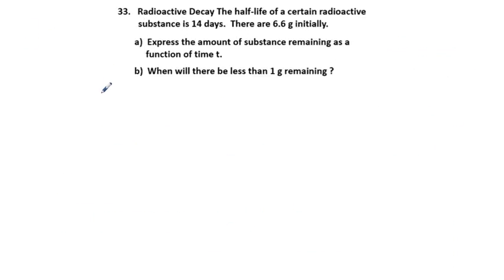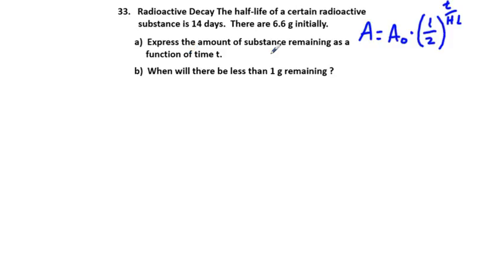Next odd number problem, which is 33, radioactive decay. The half-life of a certain radioactive substance is 14 days. There are 6.5 grams initially. Express the amount of substance remaining as a function of time, t. Well, the half-life formula is amount equals our starting amount, a sub 0, times our base. And in a half-life formula, our base is 1/2 to the power of our time over our half-life. So that's the basic formula.